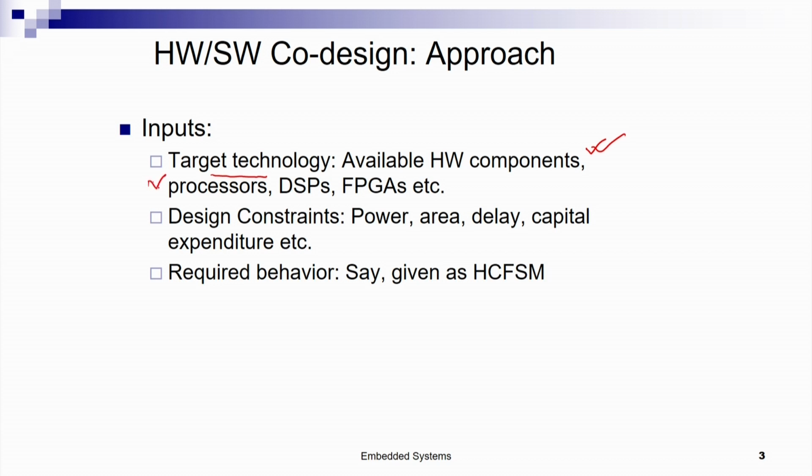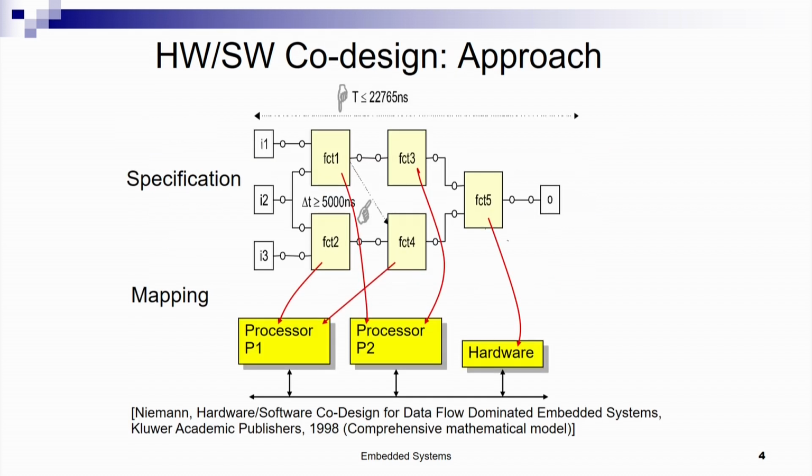What kind of general purpose processors do we have? ARM, Intel, DSPs, digital signal processors, FPGAs, etc. So, what are the different types of components that I have at my disposal? That has to be known. What are the design constraints that I have on power, area, delay, capital expenditure, etc.? And we also have the required behavior on which we will do the partitioning in the form of, say, an HCFSM.